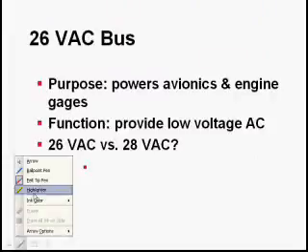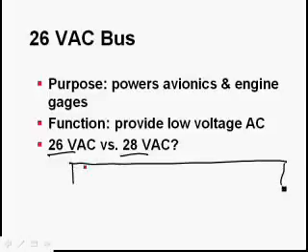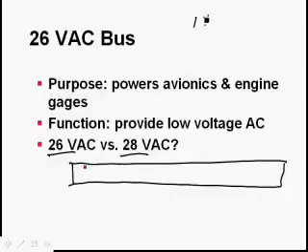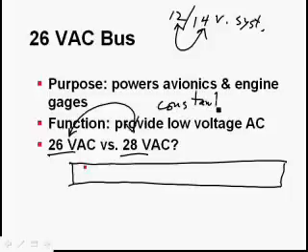26 volts alternating current bus. Now you're going, 26? What's up between 26 and 28? Nothing. It's just like the difference between a 14 and a 12 volt system, it just depends on who labeled it. 26 volts AC, 28 volts AC, same thing. As far as pilots are concerned, we're going to say that this is essentially a constant voltage. So whether it's 26 or 28, we're going to say it's the same thing.